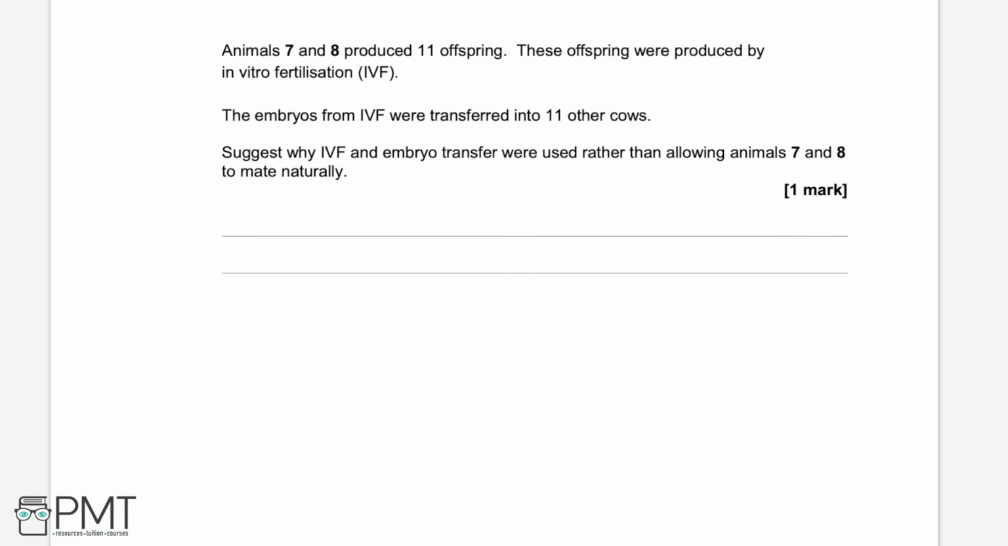Animals 7 and 8 produced 11 offspring. These offspring were produced by in vitro fertilization, IVF. These embryos from IVF were transferred into 11 other cows. Suggest why IVF and embryo transfer were used rather than allowing animals 7 and 8 to mate naturally.